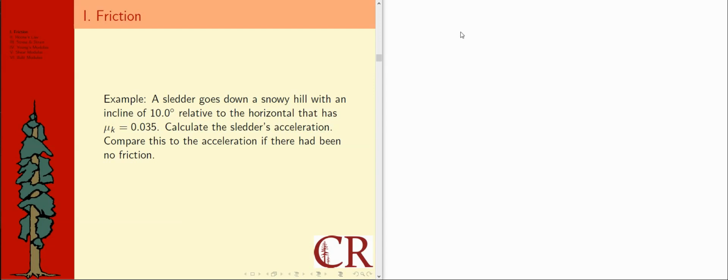A sledder goes down a snowy hill with an incline of 10 degrees relative to the horizontal that has a kinetic coefficient of friction of 0.035, which is pretty small but might make sense for a nice slippery snowy hill, or maybe it's kind of icy. Calculate the sledder's acceleration. Compare this to the acceleration if there had been no friction.